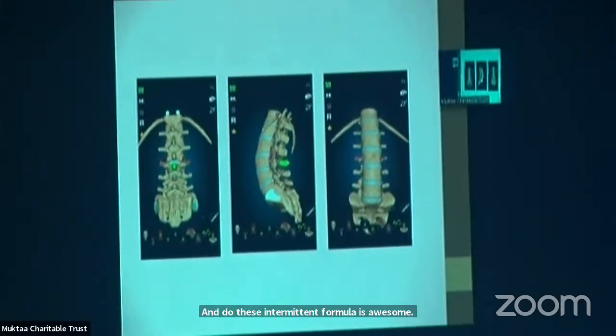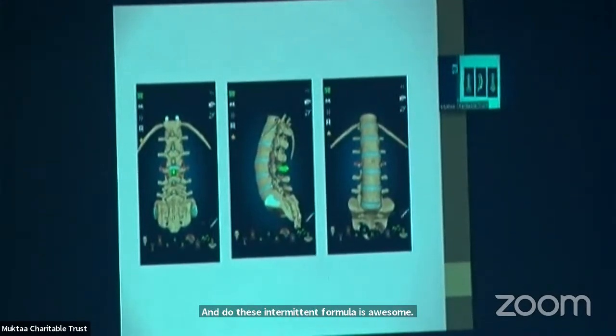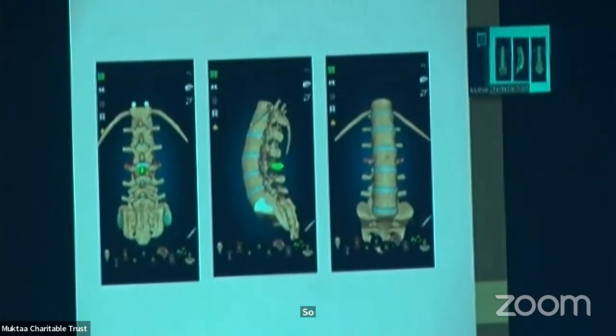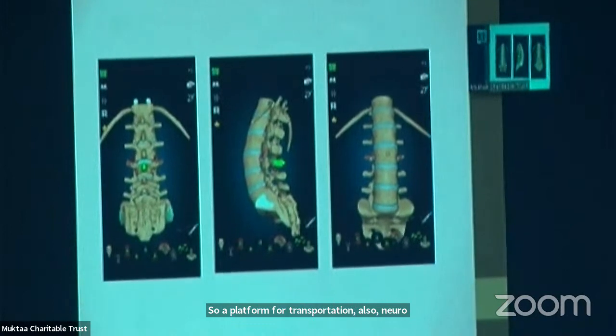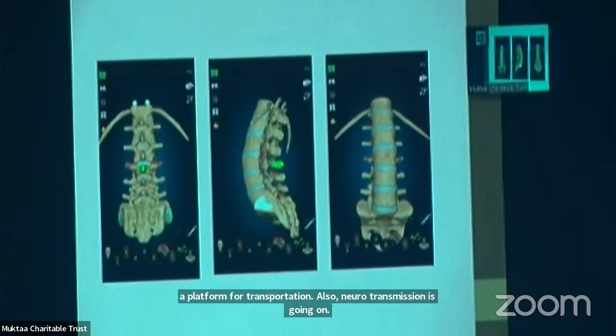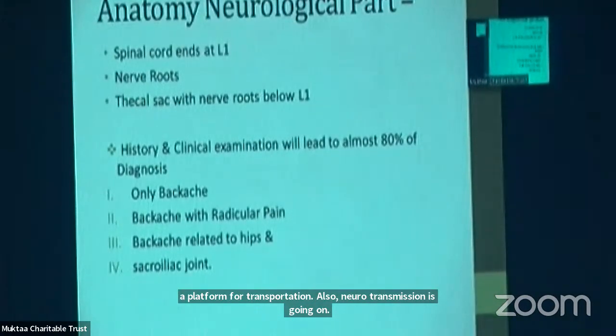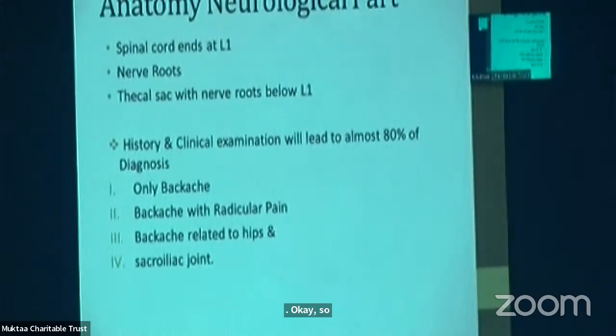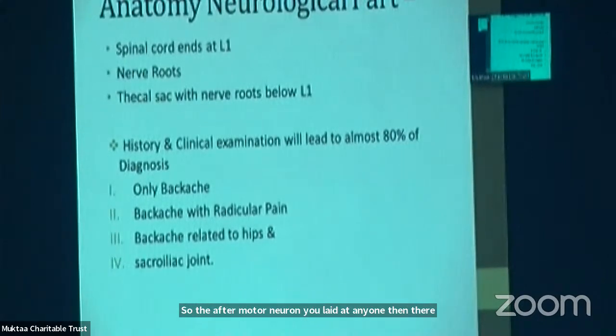So apart from weight transmission, apart from movement, apart from shock absorption, neurotransmission is also going on there, which is the most important function of the spine. So the neurological part: the spinal cord will end at L1. So the upper motor neuron will end at L1. Then there will be nerve roots, and the thecal sac and the nerve roots will be there below L1.